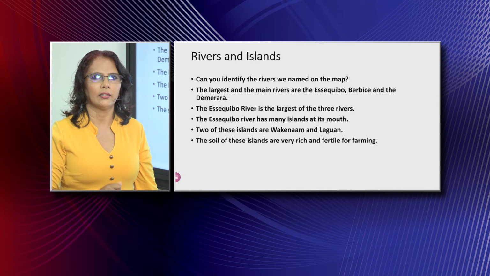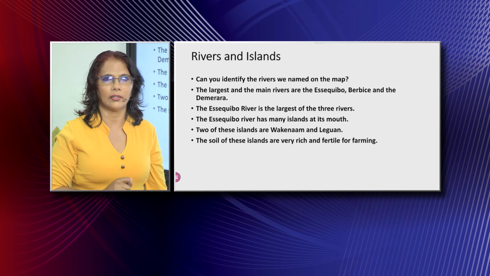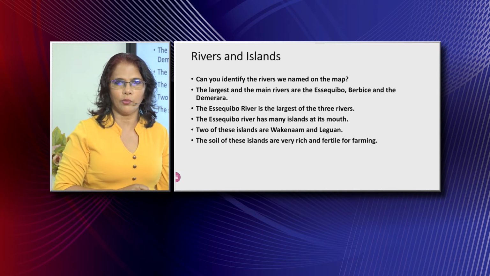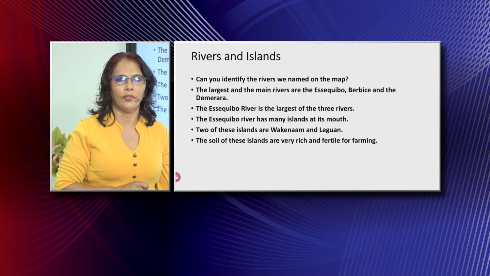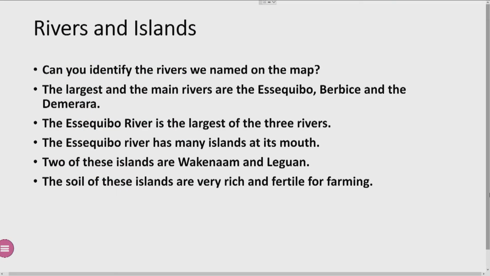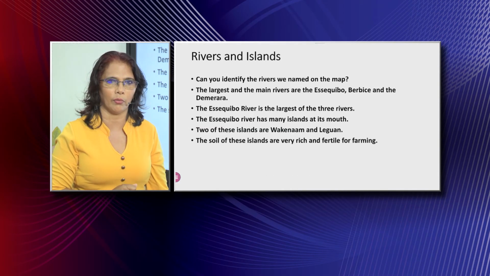Rivers and islands. On the coastland, we also have rivers and islands. Can you identify the rivers we named on the map? The largest and the main rivers are the Essequibo, Berbice, and the Demerara. We have three main rivers on the coastland and in Guyana. And those three main rivers are the Essequibo, Berbice, and the Demerara.